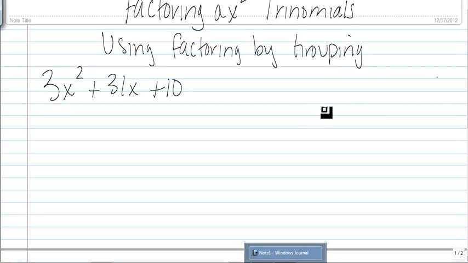Hi, it's Mrs. Mallet, and today we're going to talk about factoring when you have a number in front of your x squared, by a method called grouping.